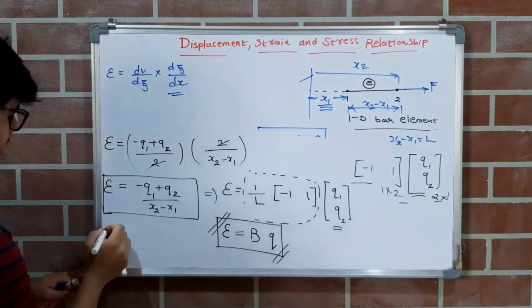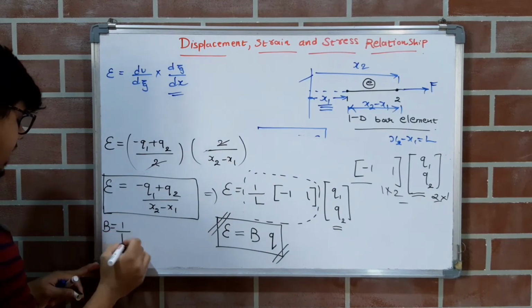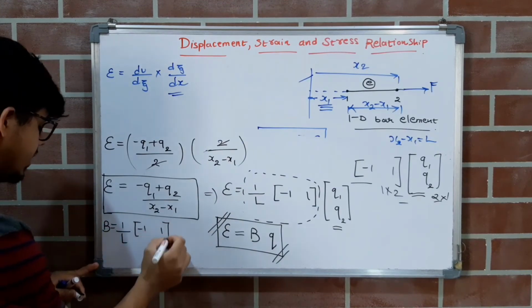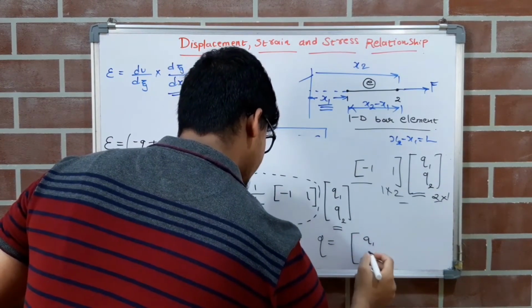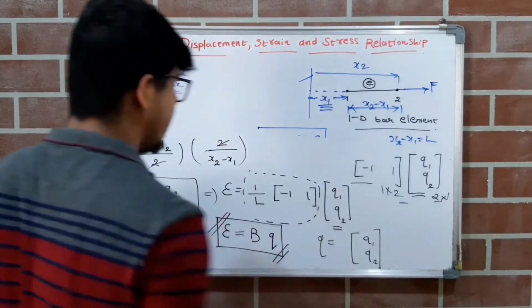I will write it perfectly. So B is 1 upon L into minus 1 1, and Q is equal to Q1, Q2, right?